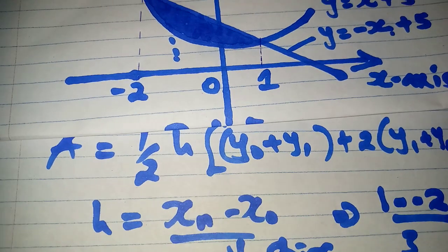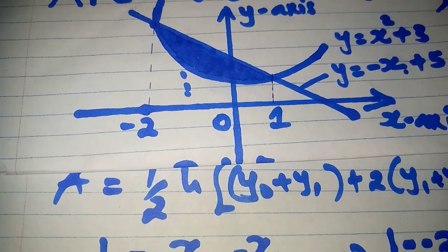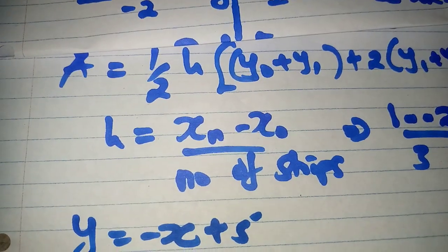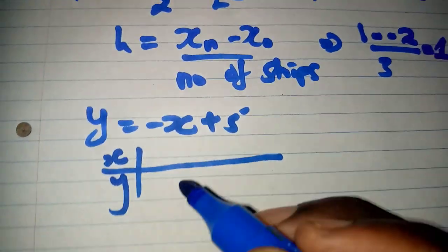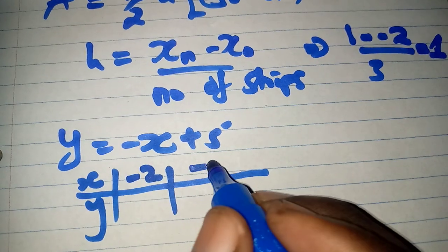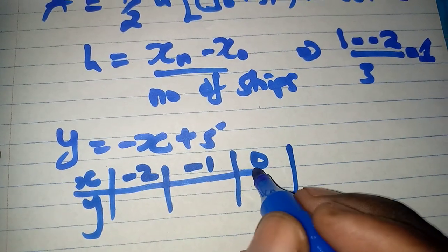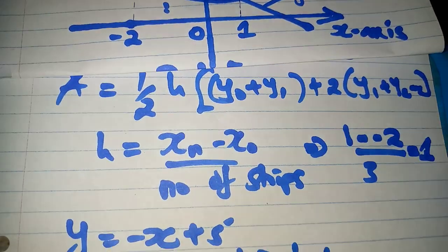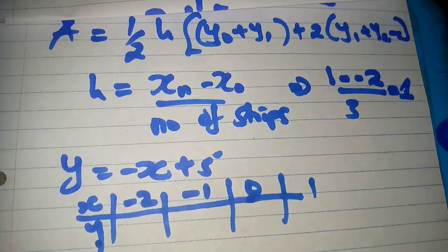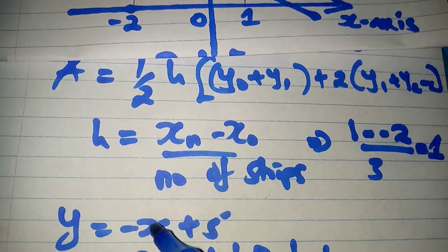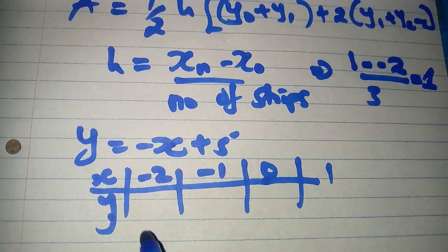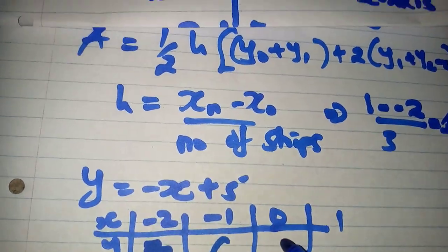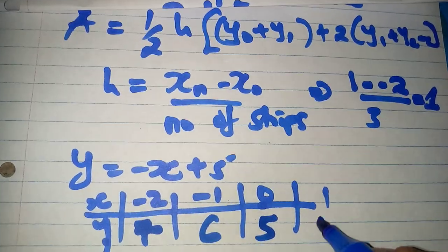So now, having that, using equation y is equals to negative x plus 5, I need to generate the values of x and y from negative 2 all the way up to 1, the corresponding values of y. Then I'll take them and substitute in my equation there. So if it was negative 2, if you substitute here, then the answer becomes 7. When it is negative 1, it is 6. When it is 0, it is 5. And when it is 1, of course, it is 4.